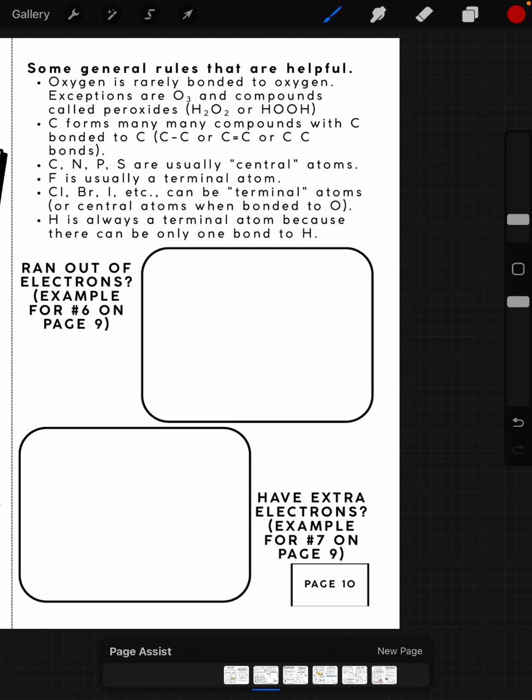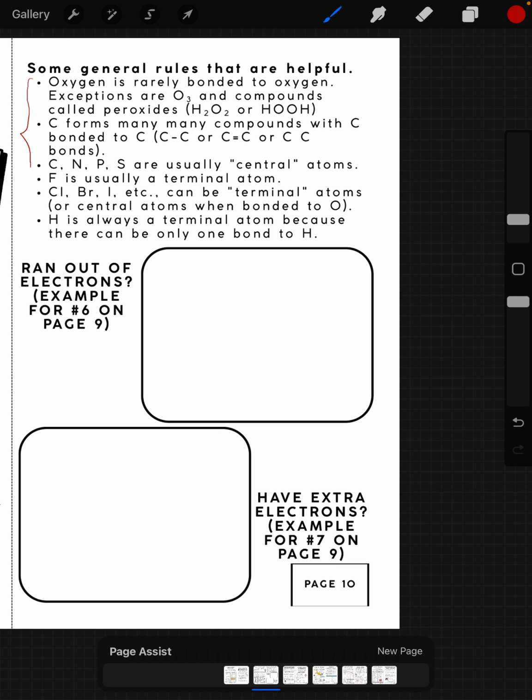All right, this is page 10 of the notes packet. This is Lewis structures continued. So in my last video, things worked out for that Lewis structure. We had the perfect amount of electrons, we didn't have to do anything weird, it worked out. Fortunately, that's not going to be the case for every single set of atoms that you have. And so I'm going to show you two different scenarios that could occur for you.